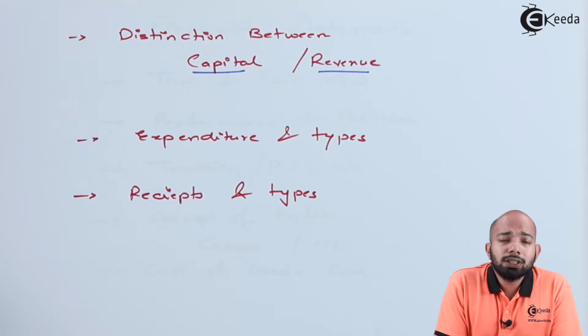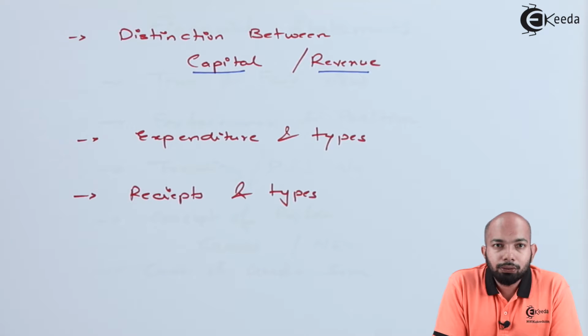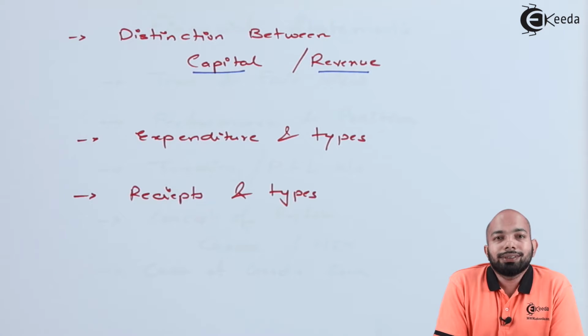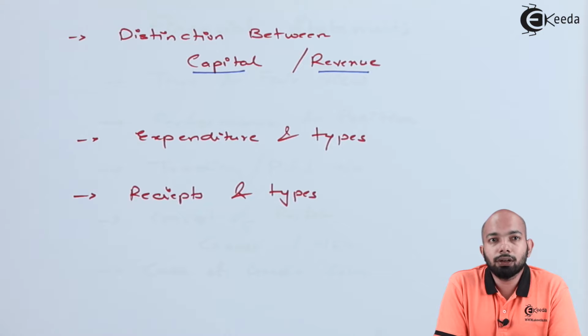Now we'll learn about the distinction between capital and revenue. What is capital? What is revenue? Both are actually terms related to income. We have already learned that capital is something that is invested into the business by the owner out of his own money. Capital will also include certain categories like reserves and surplus, which include a part of profit and loss.